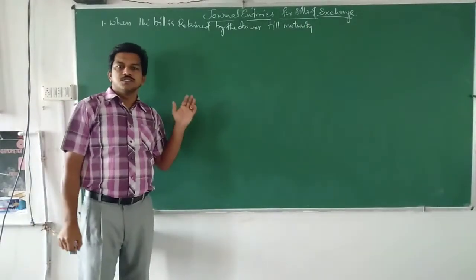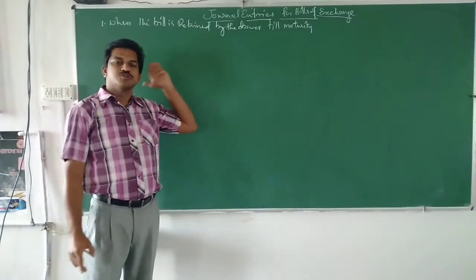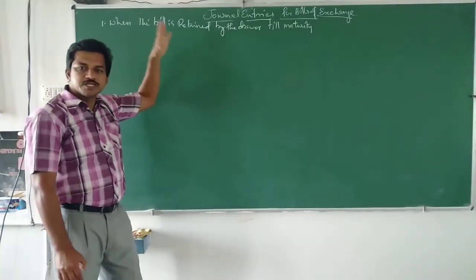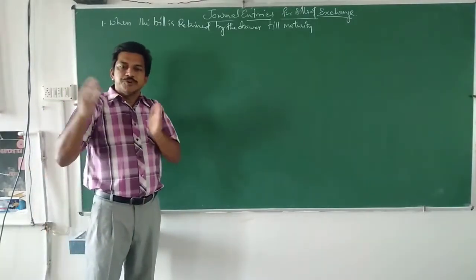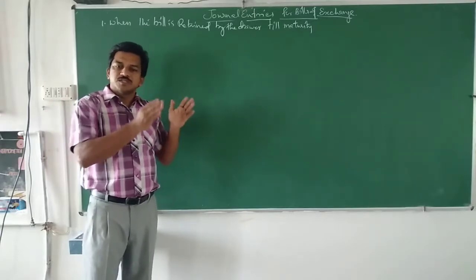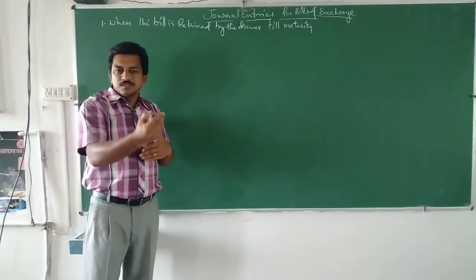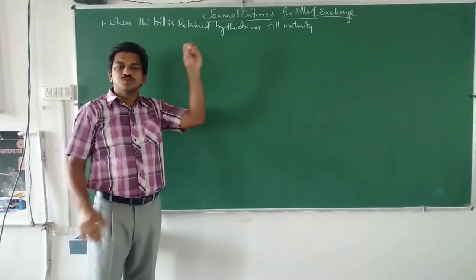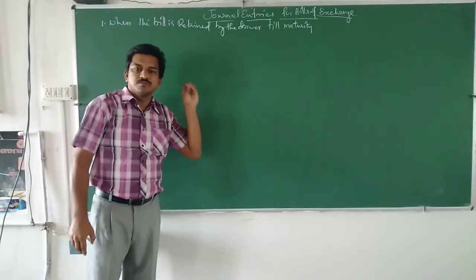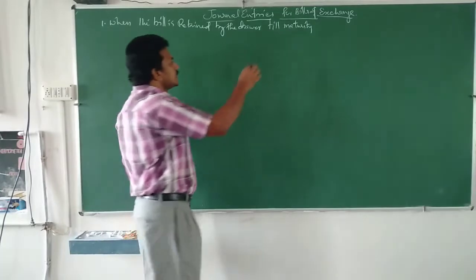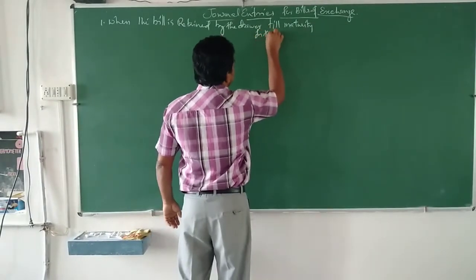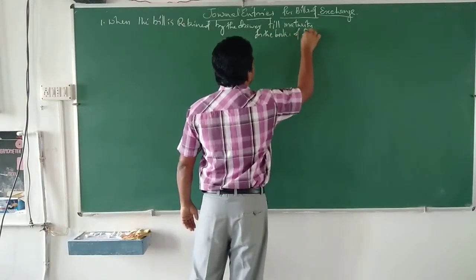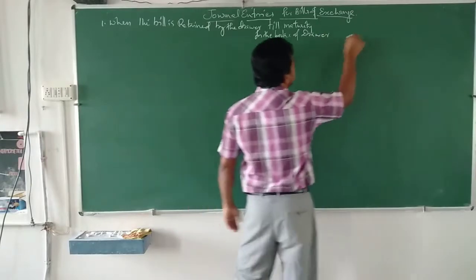So what will be the journal entries in the books of both the drawer and drawee? When the bill is retained by the drawer till maturity, that means till the due date the bill will be kept with the drawer himself. He will not send the bill for collection. He will not discount the bill. He is not endorsing the bill to the creditor. He is keeping the bill himself. So what will be the journal entries in the books of the drawer and in the books of the drawee?